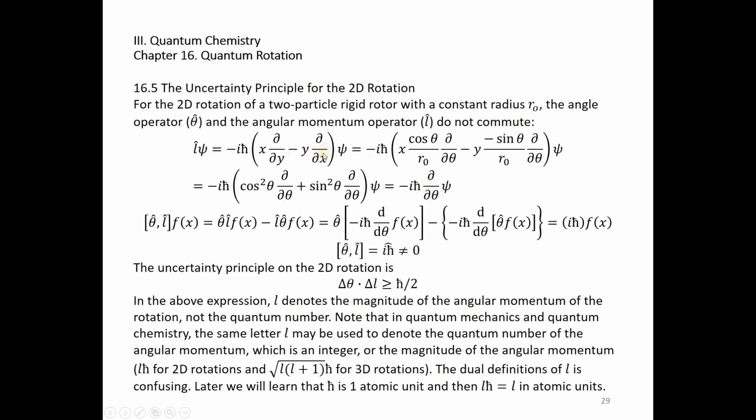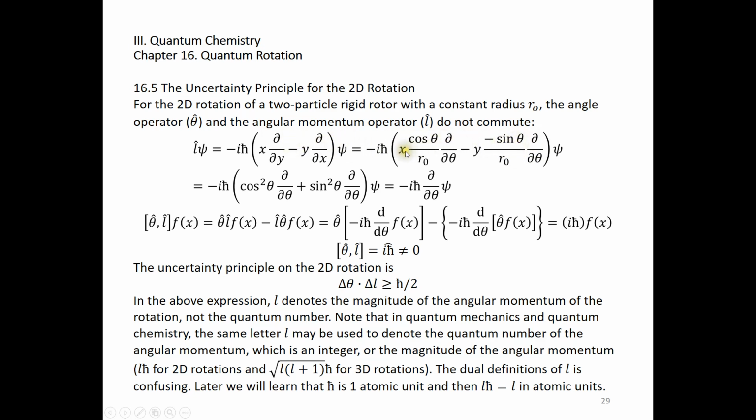We start from the Cartesian coordinates. When we apply L to an arbitrary function psi, it's equivalent to negative i h-bar and then x ∂/∂y minus y ∂/∂x applied to psi. And x is written here, y is written here. This ∂/∂y is equivalent to cosine theta over r0 times ∂/∂θ. This ∂/∂x operator is equivalent to negative sine theta over r0 times ∂/∂θ. We derived this in a previous section.